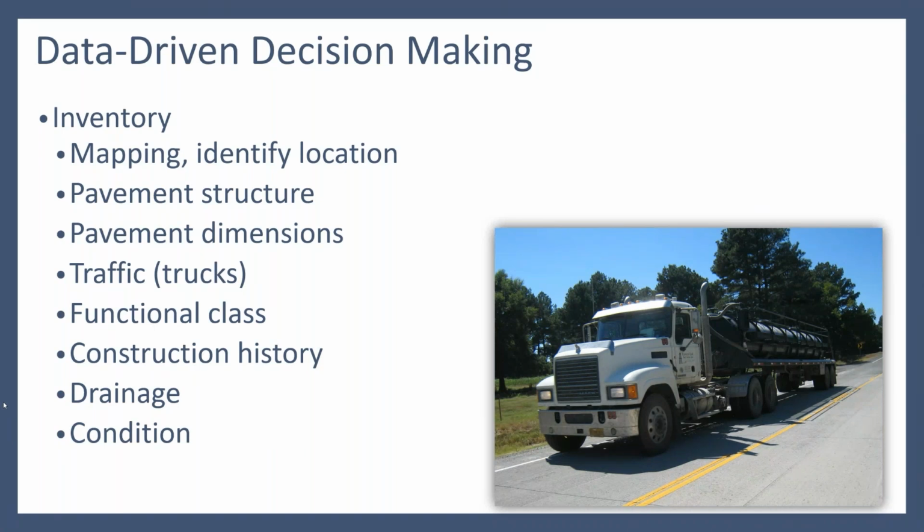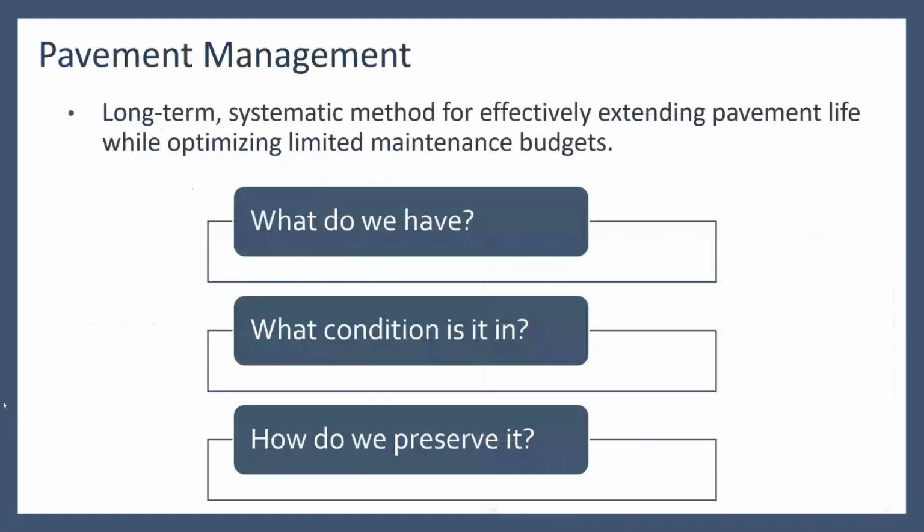What functional class is that roadway? Do you know about the construction history? What's been done? How often are you going back and doing something different to that roadway? How fast are things changing? Drainage is a big one. Sometimes we kind of gloss over that because it's difficult to deal with, but drainage has a huge impact on how well those roadways will perform. So collecting drainage information is also important. And then, of course, condition.